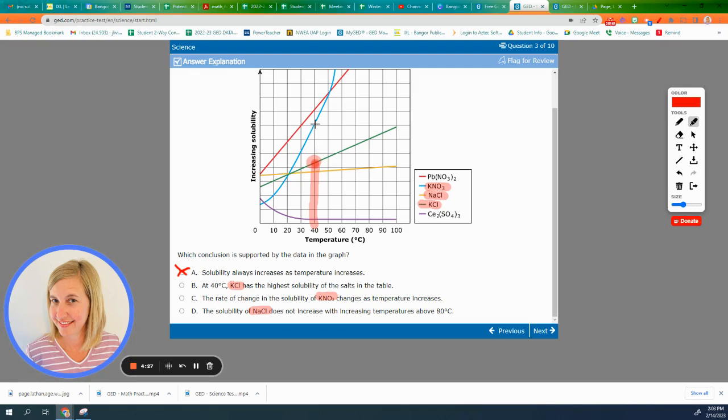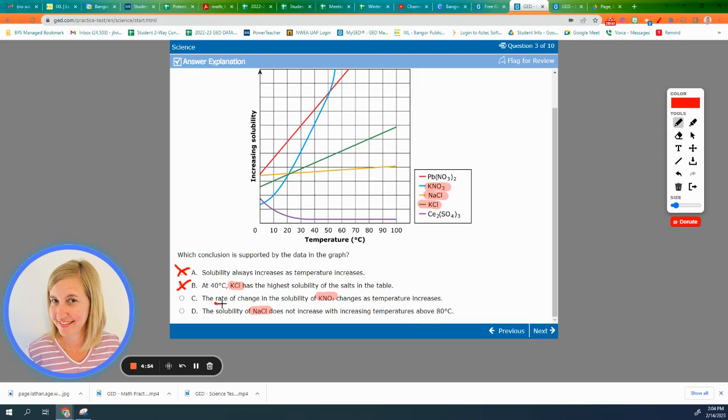Nope. I see the blue line, KNO3, and the red line, PbNO3 too, have higher solubility at 40 degrees. So it is not answer choice B. Okay, so let's cross off answer choice B here. Answer choice C. The rate of change in the solubility of KNO3 changes as temperature increases.